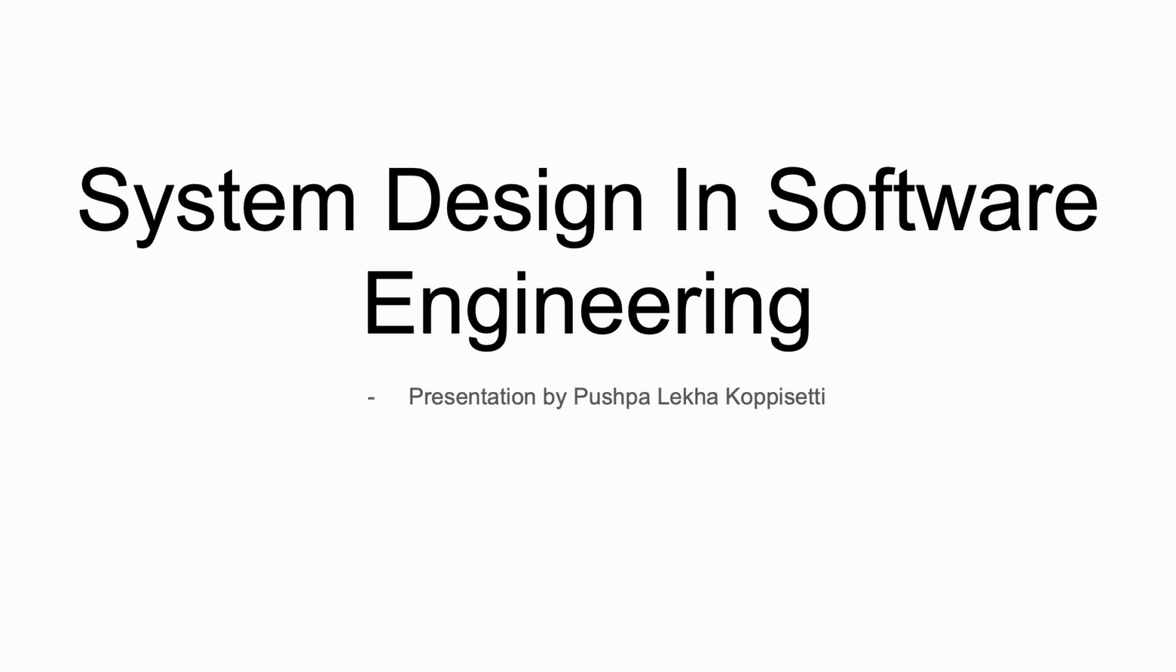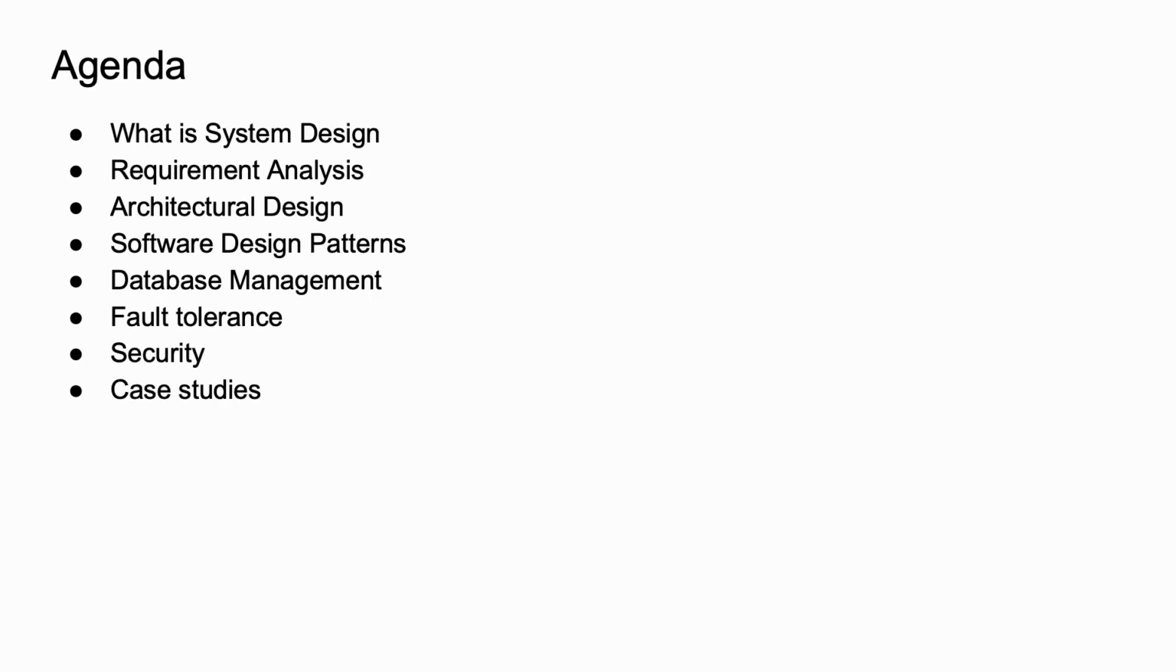Today I'm going to talk about system design in software engineering. Today's agenda covers several key topics in system design. Firstly, I'll talk about what is system design, what is requirement analysis, what is architectural design, a high level overview of software design patterns, database management, fault tolerance, security, and case studies.